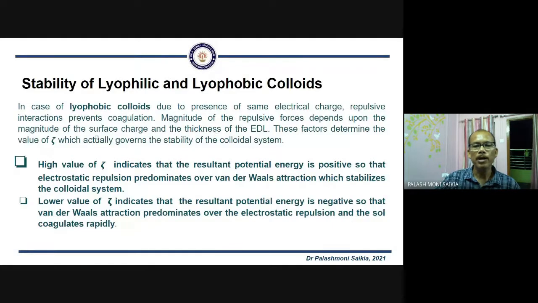Okay, and the magnitude depends upon the magnitude of surface charge and the thickness of the double layer. These factors determine what is the value of the zeta potential. So through DLVO, what we can conclude is that stability of the colloidal system is governed by the zeta potential. A higher value of zeta potential indicates that the resultant potential energy is positive. So electrostatic repulsion predominates over van der Waals attraction, and as a result, the colloid remains in the stabilized state, that is dispersed state. They will not agglomerate, they will not coagulate.